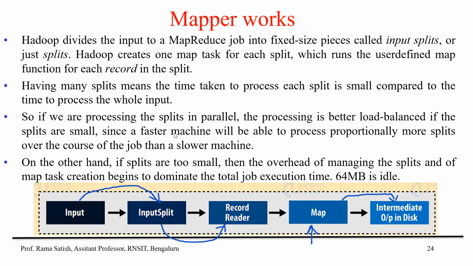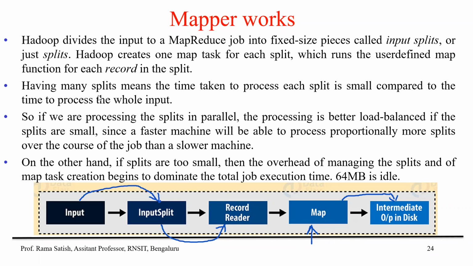So for every split, in our example, we have 100 years of data. When we have 100 years of data, every 10 years of data is allocated to one map. So that input split is taken care of by your mapper. The mapper is the entire operation management; we call it a mapper.